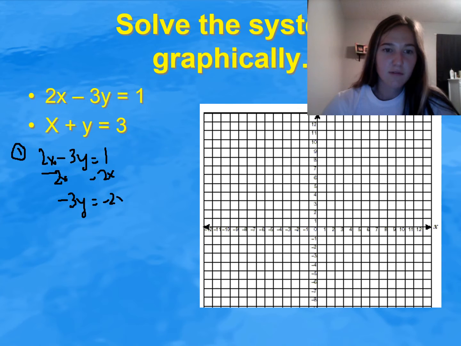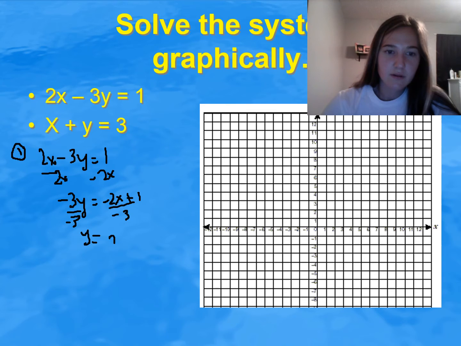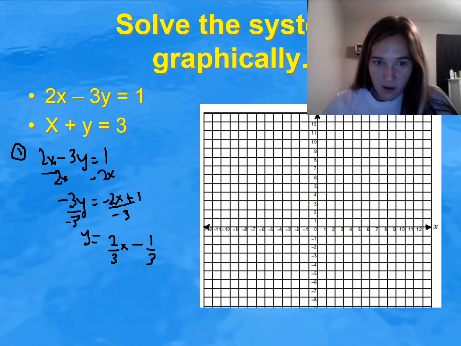And I get -3y equals -2x plus 1. Divide everything by 3. Y equals 2/3 x. Negative divided by a negative is positive. And I get -1/3. Okay, so I'm going to graph it at, my b value is -1/3, maybe somewhere in here.